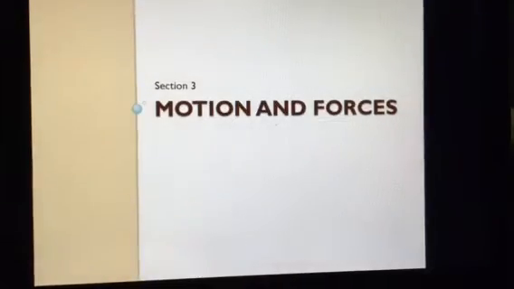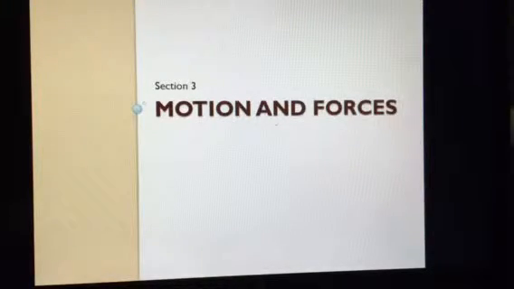Okay, so let's go into section 3. Section 3 is going to talk about motion and forces. We're going to talk about Newton's first law of motion. And inertia, one of the coolest words I think in physics, is something we're going to talk about.